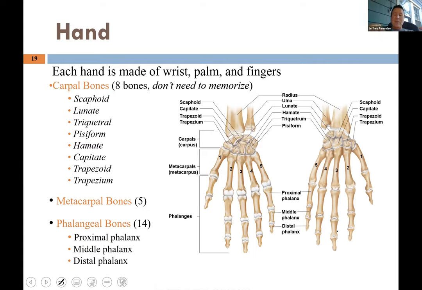So if you add it up, 14 plus 5 metacarpals would be 19 plus 8. I count 27 bones in one hand. So in 2 hands, it would be 27 times 2, 54, right? So let's say it's like 50, and then you count your feet, we average another 50. So of those 206 bones in your body, we're getting almost half in the hands and the feet. So that's where all the bones really add up. You've got 24 ribs, and then the vertebrae. So that's where your bones come from.